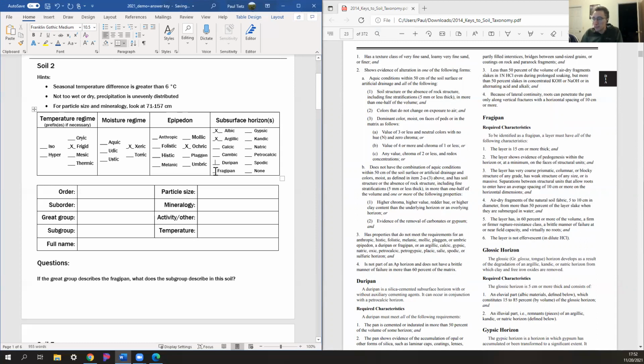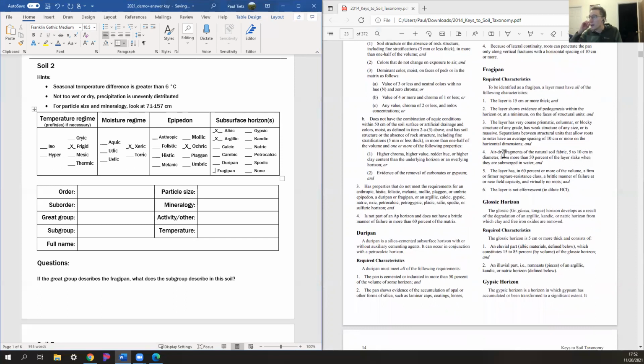Okay, durapan, we don't have any M's. Fragipan is the next one to consider because of the X subordinate distinction. Let's read about it for a little bit. Right here, same page. Fragipan required characteristics. To be identified as a fragipan, a layer must have all the following characteristics: 15 centimeters or more thick. We are the whole bottom half of the profile pretty much, so we fit that.